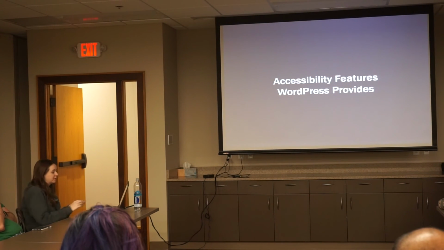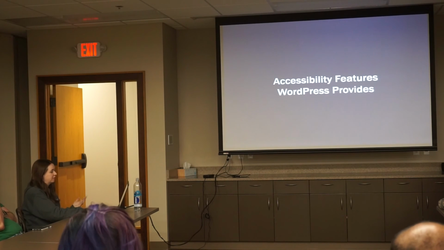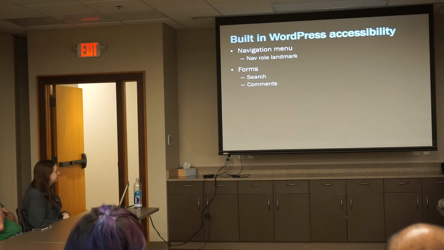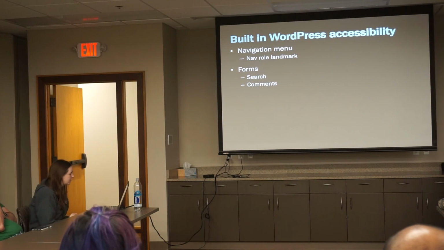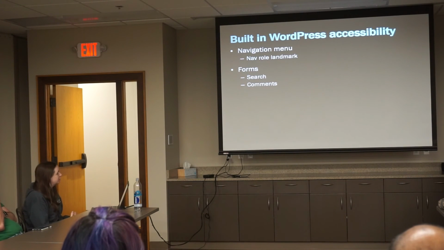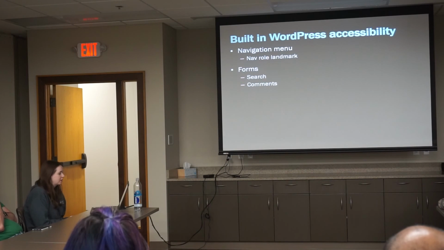WordPress provides some accessibility features straight out of the box, if you're using their default template, their default theme. One of them is the navigation menu, which is pretty much just an unordered list of links. In addition, there are several other navigation blocks where WordPress adds in some HTML that specifically maps out different landmark roles on the page. So it'll let you know if it's navigation, if it's the page content area, and so on.